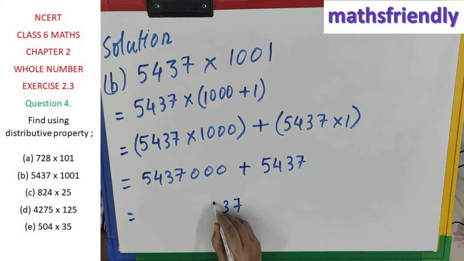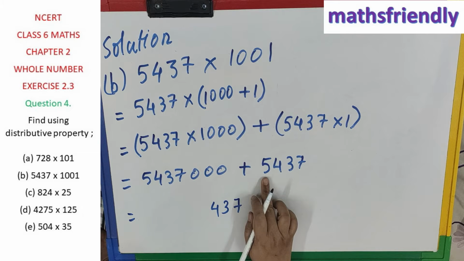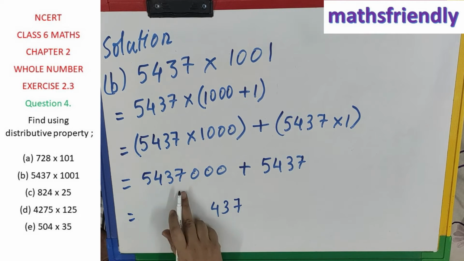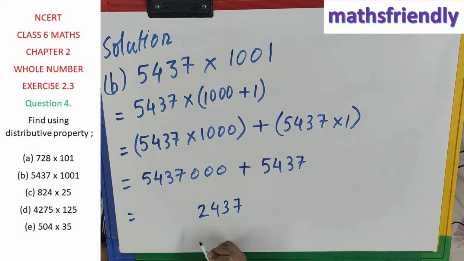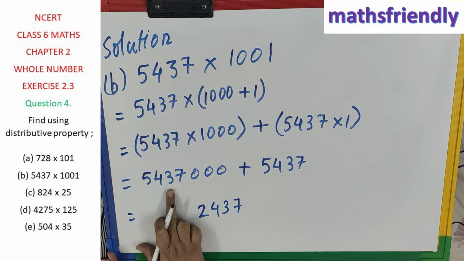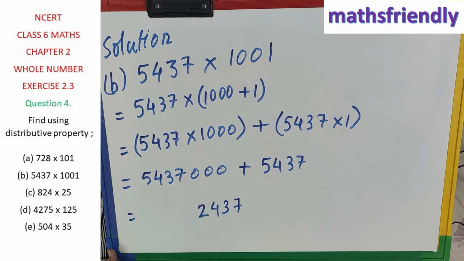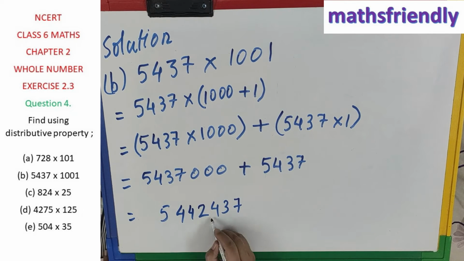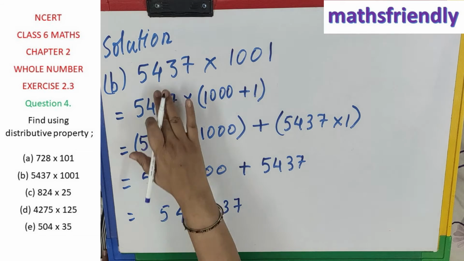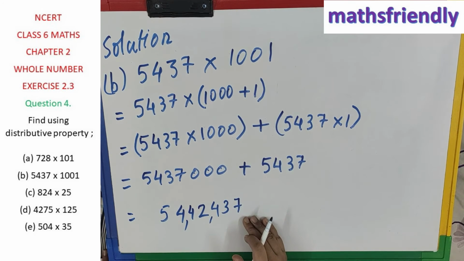So 7, 3, 4, and in thousands place 5 is there. In thousands place 7 is there. So 7 plus 5 is 12. 1 will be carry, right? Now in this place, ten-thousands place, no digit is there. So this 1 plus 3 will be 4, and this 4 will be as it is, and this is 5. So what is this number? This is 5,442,437.